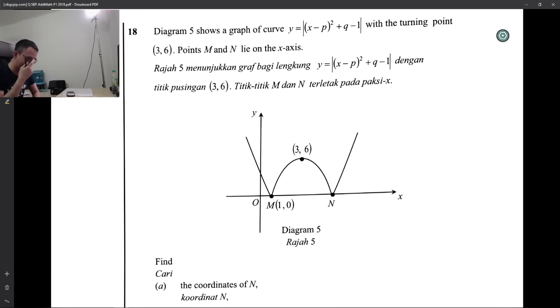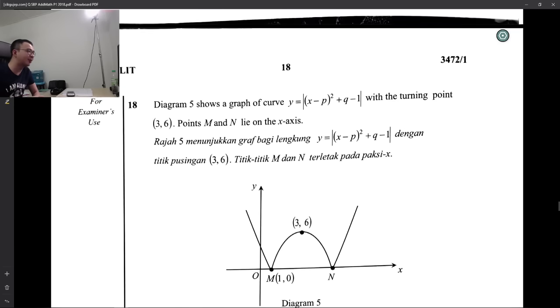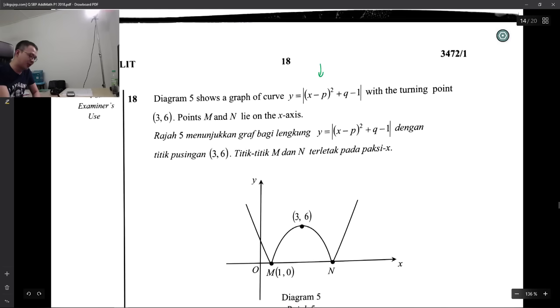7 more questions. This diagram shows the curve equation with the turning point at (3, 6), and m and n are x-intercepts. First thing is you need to be able to identify this equation. This is completing the square. The value in front of it is a. You don't see any value in front of the bracket square, right? That means a is equal to 1, because normally we have a 1 in front of the bracket square.